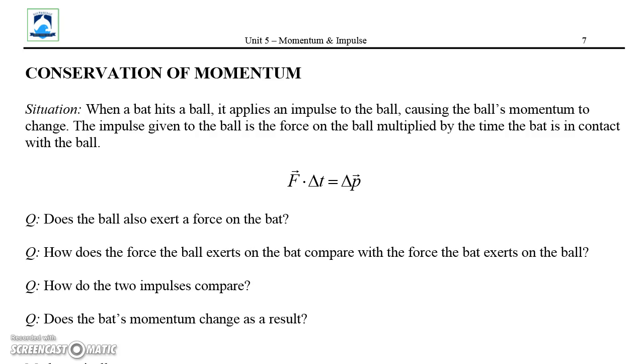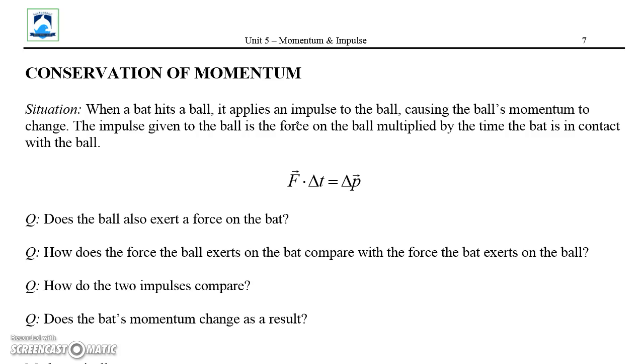So let's think about that situation, and we're going to think about the impulse applied to the ball and applied to the bat, and the forces and everything in that situation. So if the impulse given to the ball is the force on the ball multiplied by the time of the bat, then we get this situation. Our first question: does the ball also exert a force on the bat?